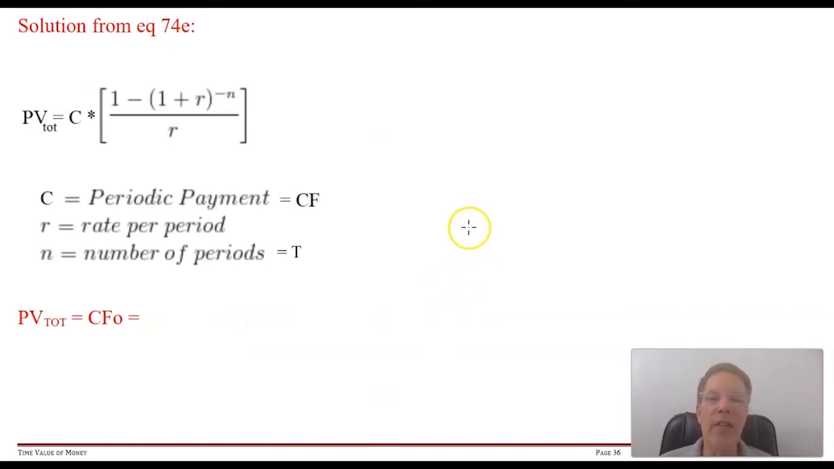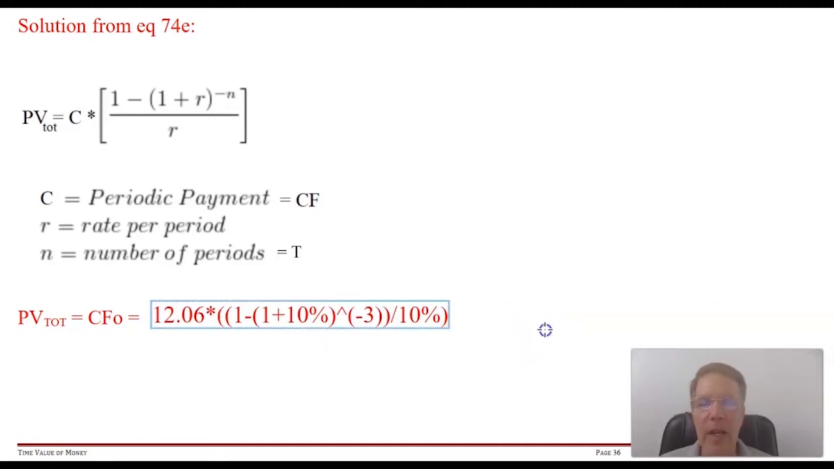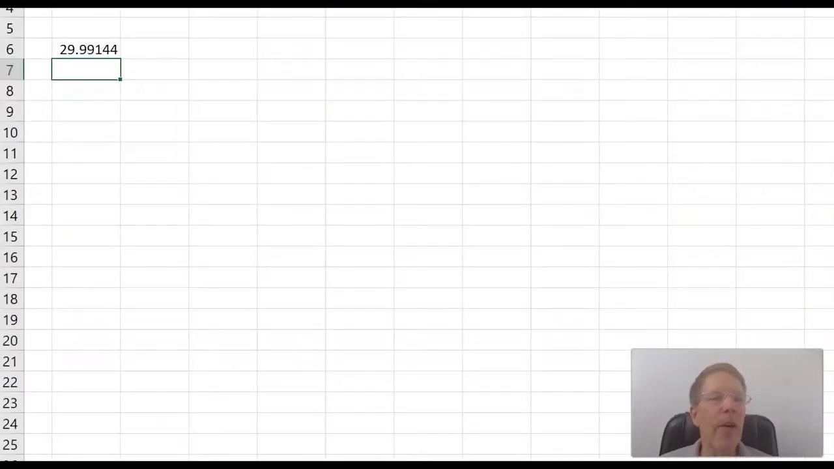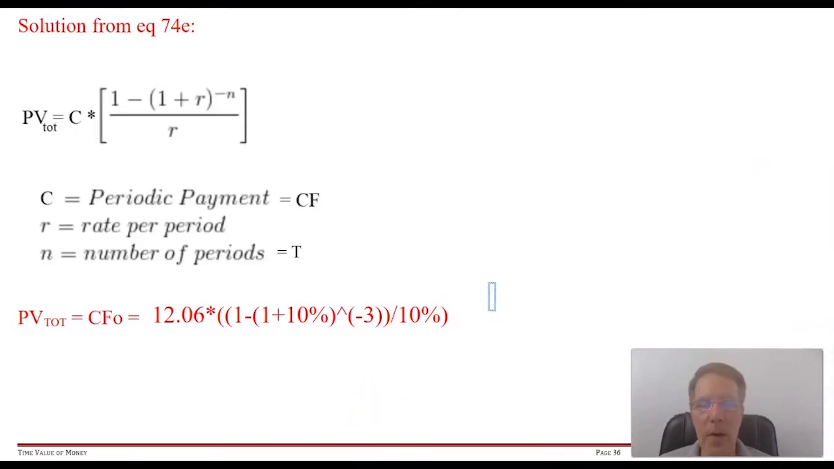So now let's go ahead and solve this using equation 74E. So we're just going to plug in everything here and solve it for us in Excel. So we have 12.06 times this whole mess. Type that out. I think you're going to get exactly this. And let me bring that into Excel for us. Okay, and we also get the exact same number that we got with our other formula. All right, so you can use either formula you want there, and you'll be fine.